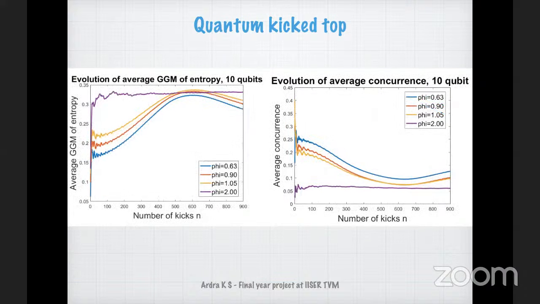This is the same system, but instead of discord I have plotted the concurrence, which shows an inverse relationship. This is to be expected from the monogamy of entanglement, because when there is genuine n-party entanglement, you would expect that the two-party entanglement of a subsystem would typically be less.